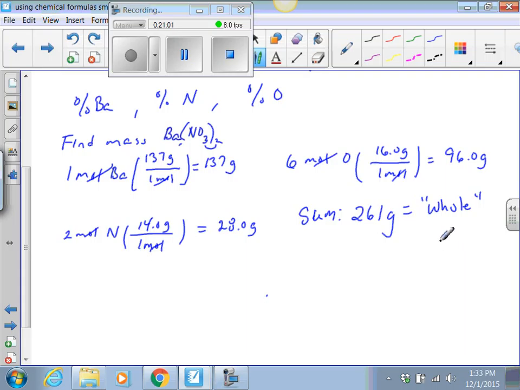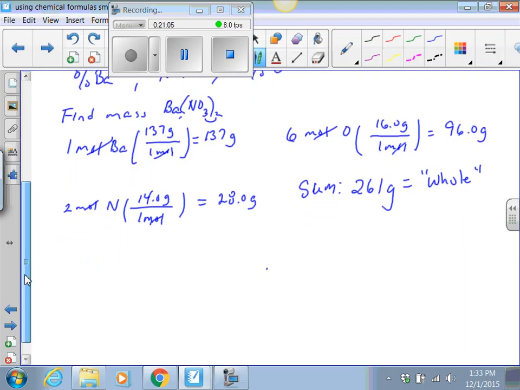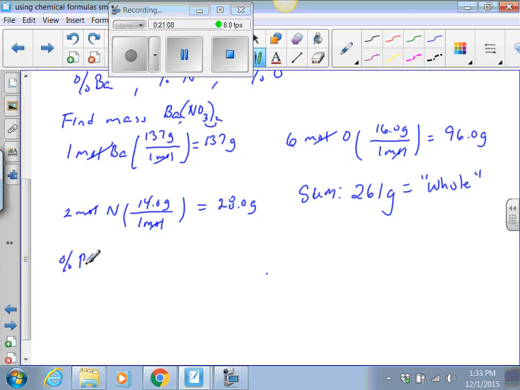So this is our whole part. We then find the percentage of the individual parts. So we start with percent barium. That means we need the mass of barium as represented by the chemical formula. We only have 1 mole. So we actually have all the numbers that we need right here in this section. We're going to take the mass of barium, 137, here, and we're going to divide by the whole, 261, times 100.